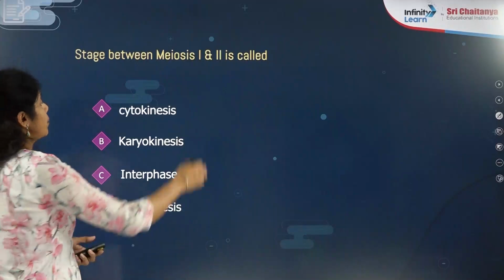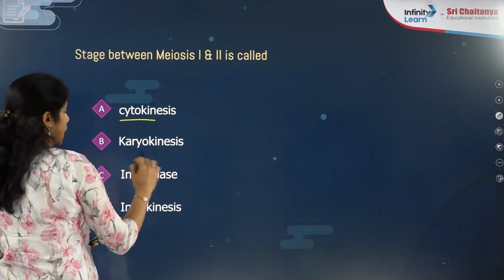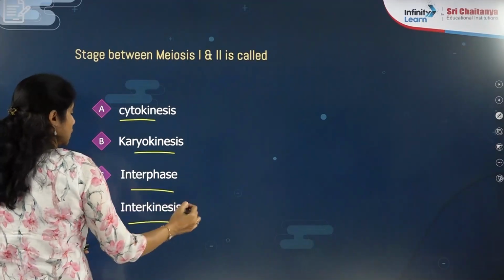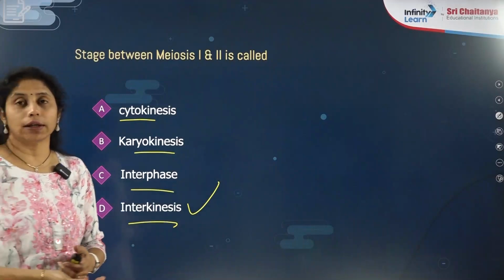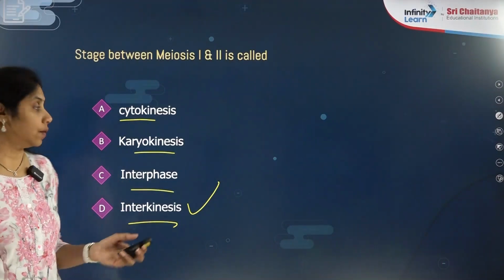The stage between meiosis I and meiosis II is called cytokinesis, karyokinesis, interphase, or interkinesis? Interkinesis. It is called interkinesis because it happens between two divisions.